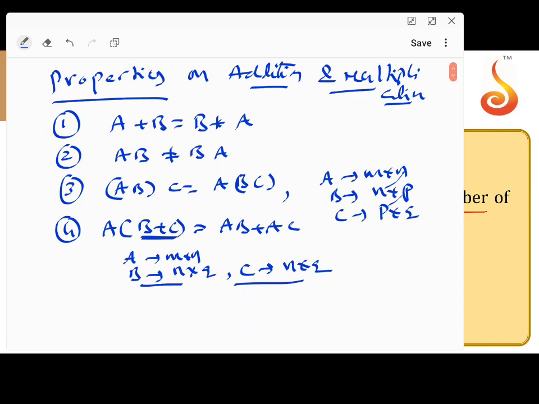That's the condition here. So next case, AI equal to IA equal to A. In this case, AI equal to IA equal to what? A. But here it is a commutative property. But in this case, it's not commutative. This case, it's a commutative property. So these properties you have to remember with respect to addition and multiplication. I hope that's clear. So these are extra points which are helpful for solving problems.